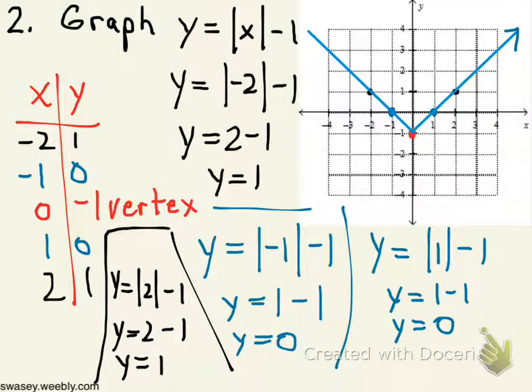Notice that these absolute value graphs are symmetrical, with points -1, 0, and 1, 0. Those are symmetric across the axis of symmetry. If we drew a vertical line through the vertex, we'd have an axis of symmetry. It splits it in half.